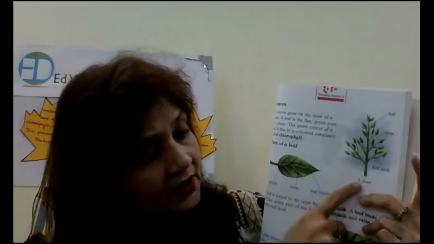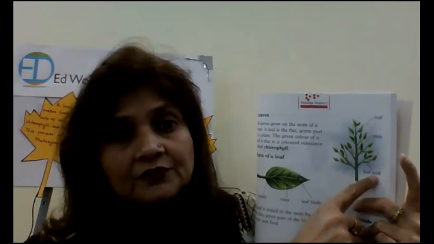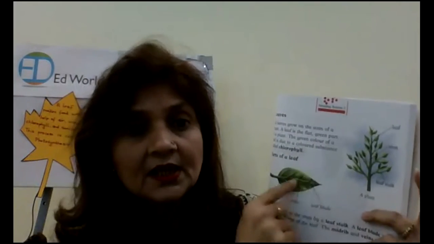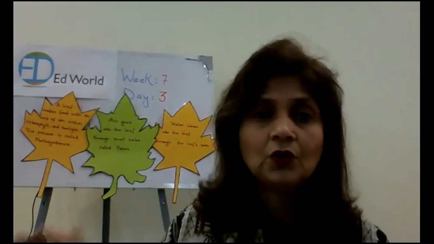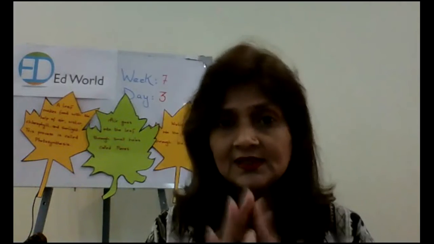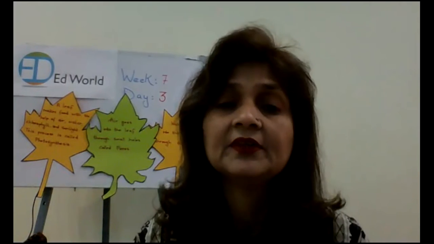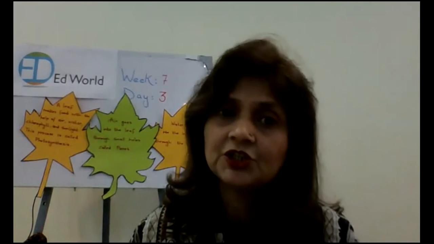And you can see a leaf plant. You can see leaf here, stem here, leaf stalk here. So these are the different parts of a leaf. It could be of any color. A leaf can be of any color, yellow, orange, green, brown, but they have the same parts and they have the same functions also.